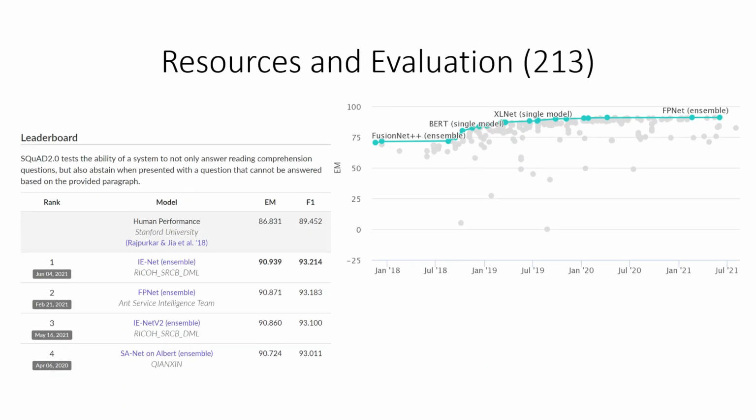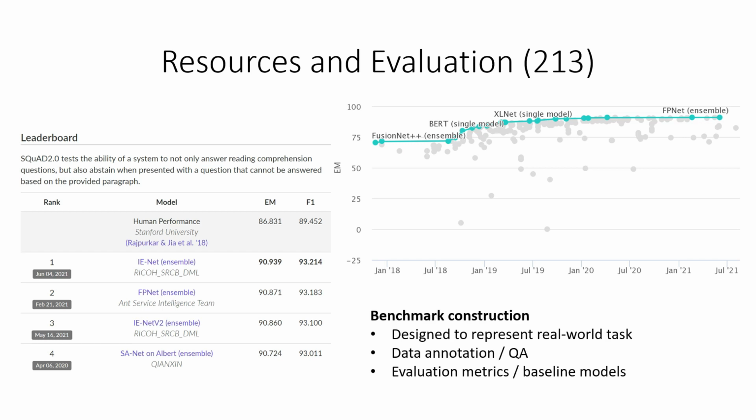Next is resources and evaluation with 213 submissions. In machine learning, we like to have a lot of benchmarks where different models are ranked on a leaderboard according to their performance on some kind of task. And as a community, we like to see how the performance of different models improve year after year, so that we know if they're getting better or if they're reaching a plateau. A lot of work has to go into designing such a benchmark. First, it has to be designed to encapsulate some kind of real-world task and be representative enough while being self-contained.